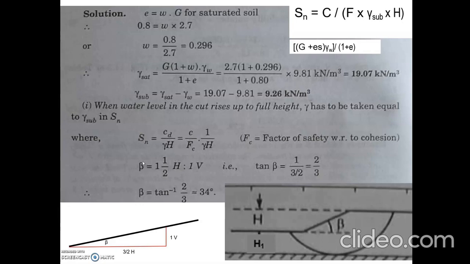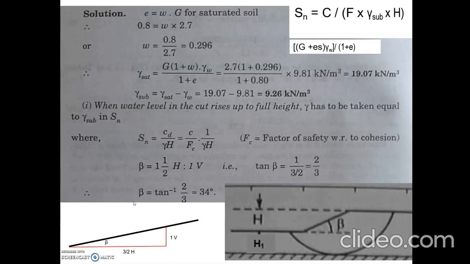But we will find out what is the value of beta. To find value of beta, the slope is mentioned, that is 1.5 horizontal, that is 3/2 horizontal to 1 vertical. So this is 1 vertical and this is 3/2 horizontal. So we can write tan beta is equal to 1 divided by 3/2, which is equal to 2/3.